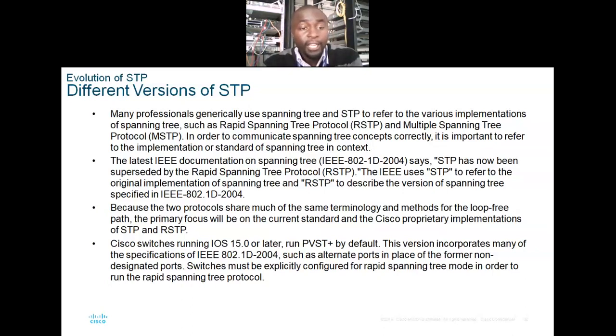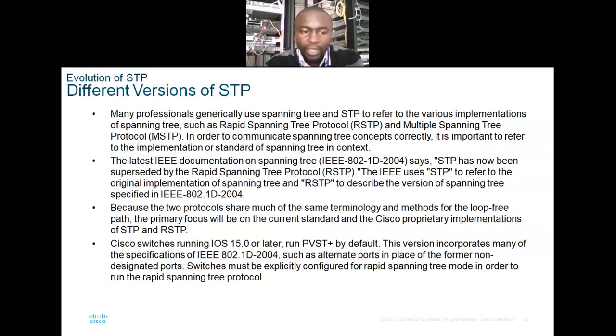So the latest IEEE documentation on spanning tree says STP has now been superseded by Rapid Spanning Tree Protocol. That is, it uses STP to refer to the original implementation of the spanning tree and RSTP to describe the versions of spanning tree specified. Because the two protocols share much of the same terminology and methods for the loop-free path, the primary focus will be on the current standard and Cisco proprietary implications of STP and RSTP.